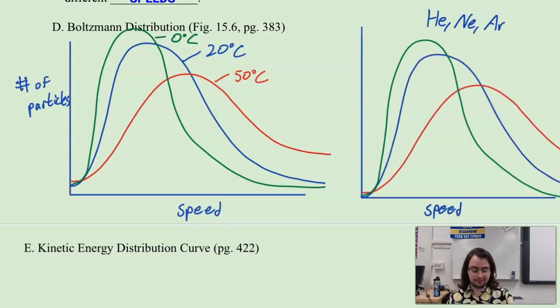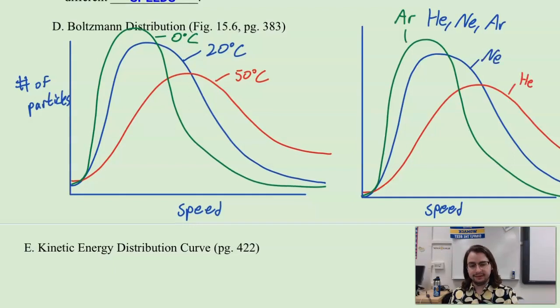Well, based on what we talked about before when we discussed kinetic energy, larger things are going to move slower at the same energy. So argon is probably going to be the green arrow because it is the slower one. Neon is the one in the middle because it's not the smallest, but it's not the largest. Helium is going to be moving the fastest because it's the smallest. So we could use Boltzmann distributions for this as well, if we're looking at things at equal temperature.